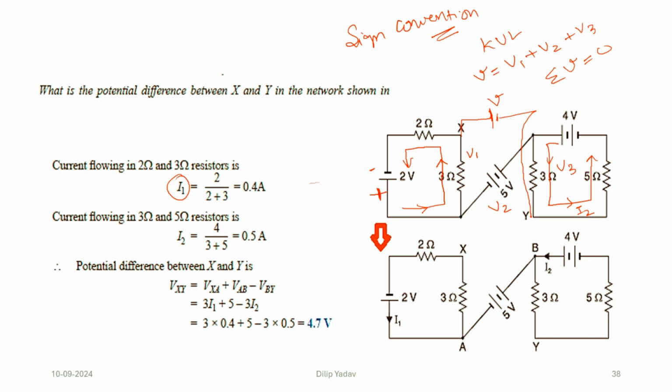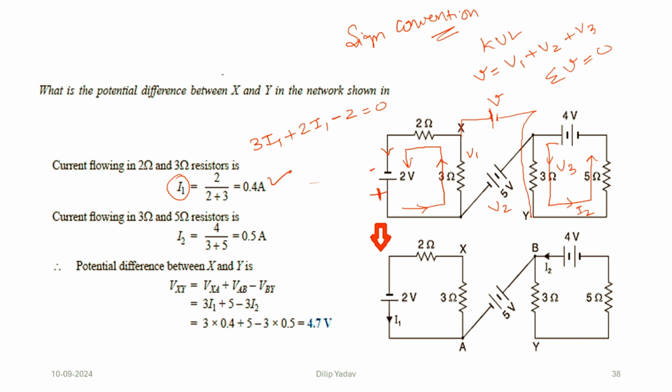I said that this will be 3i1 plus 2 of i1 minus 2 is equal to 0. I can write this also. Why? Because the current is entering into the negative terminal, and I have taken it as coming from the positive, so I have taken the positive.